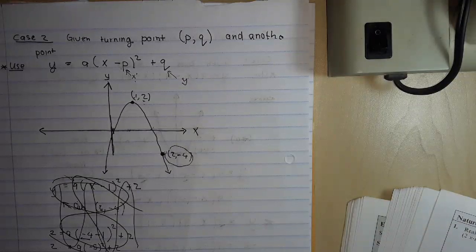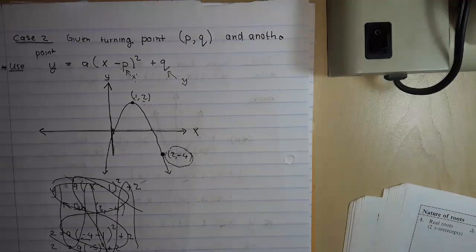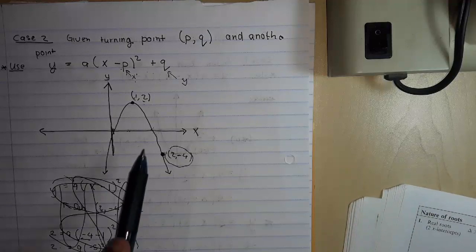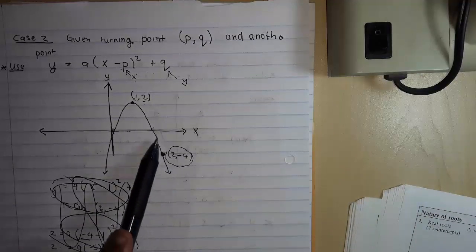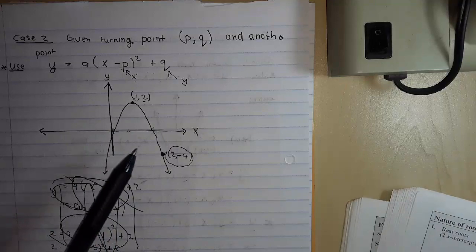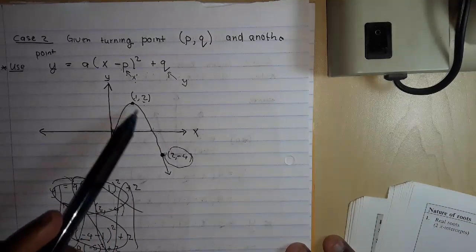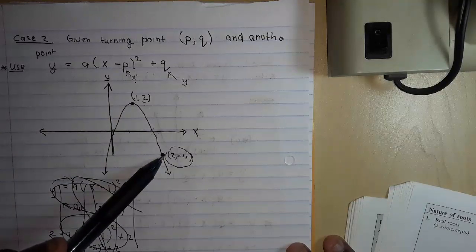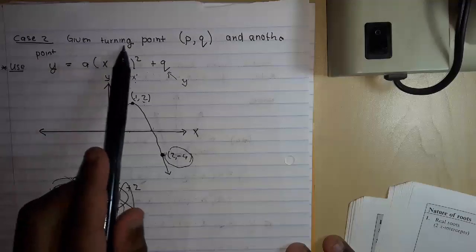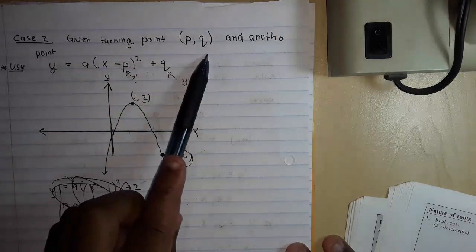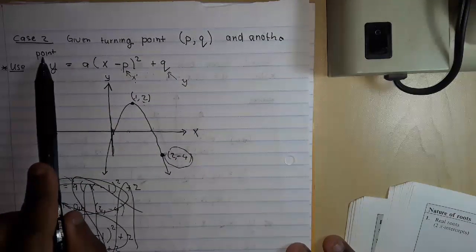Next up in this video, we'll look at the case. Remember, in the previous case, we were given the roots and a random point which lies on the graph. But in this equation, we are given the turning point and then a random point which lies on this graph. So we're given the turning point (p, q) and another point which lies on the graph.